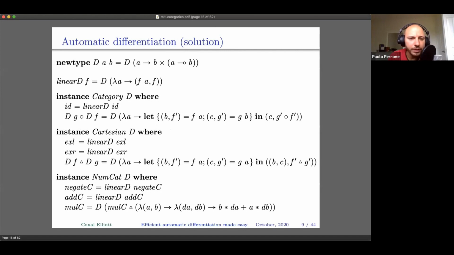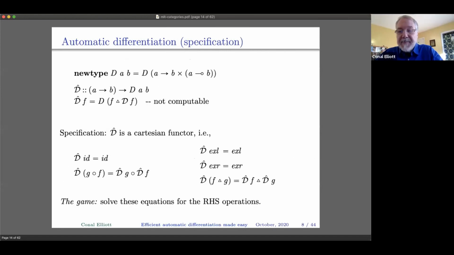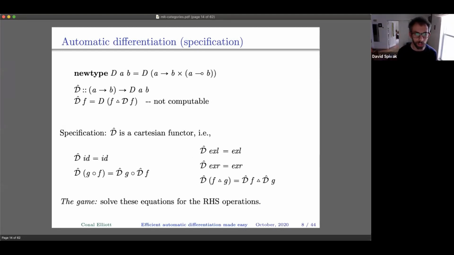And if you do that, question. Yeah. Again, maybe David, do you want to unmute yourself directly? Sure. So is the claim that any Cartesian functor d hat of this type must be differentiation, or the hatification of differentiation, or that it has to satisfy that non-computable thing for the real definition of derivative?